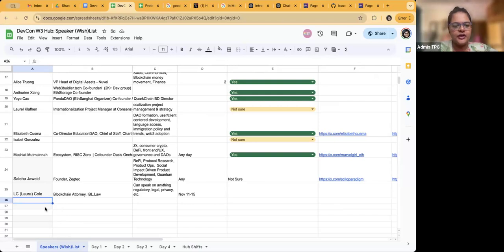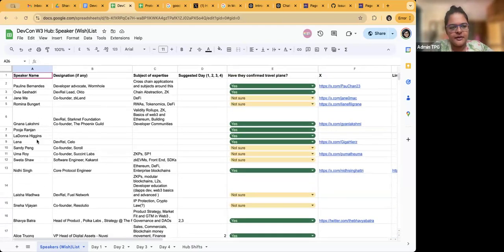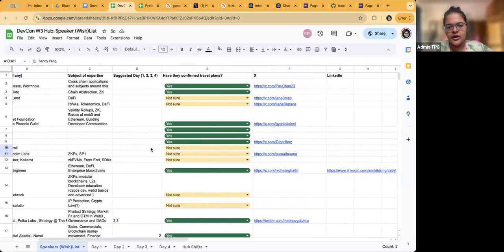I think what you can do is put the speakers you are trying to reach out to on the wish list as well. So maybe someone else who may have a connection can also try to connect. I've also put some people, for example, Sandy, the co-founder of Scroll. I don't have her direct contact, but if someone does, it would be nice to have her because she's one of the very few CTOs in Web3. Same with Uma Roy.